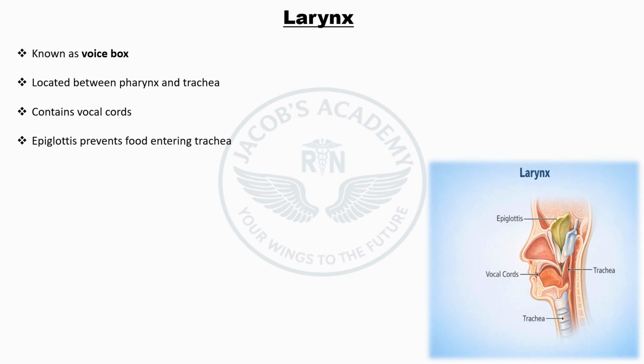The other important part of the larynx is the epiglottis. The epiglottis acts like a flap, which means it prevents food from entering the trachea while swallowing and directs food into the food pipe. So the main functions of the larynx are voice production, breathing and protection of the airway.